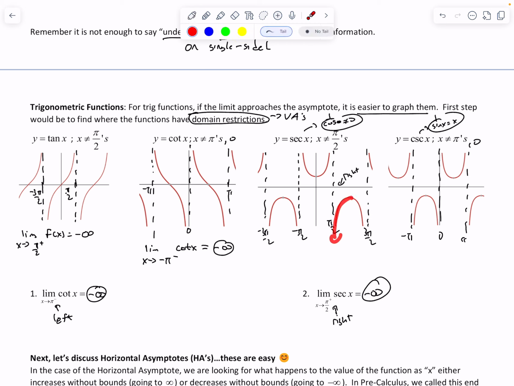I like those negative infinities today. I don't know why. And that's how we do trig functions. Very simple, very easy to do.